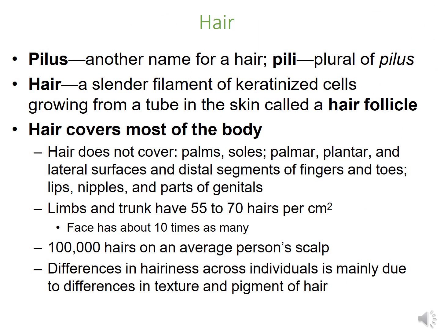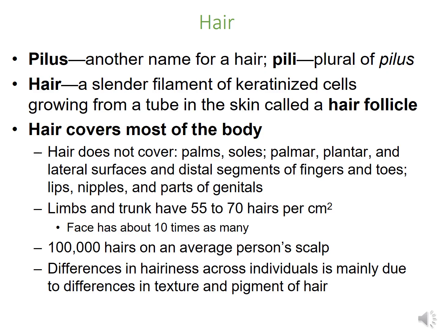Hair, or pilus, plural pili, is a slender filament of keratinized cells growing from a tube in the skin called a hair follicle. Hair covers most of the body. Hair does not cover the palms, soles, palmar, plantar and lateral surfaces, and distal segments of fingers and toes.